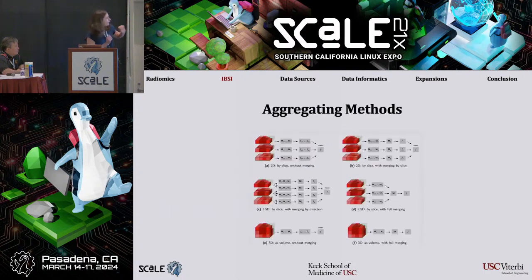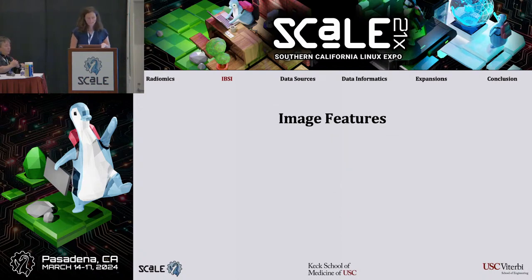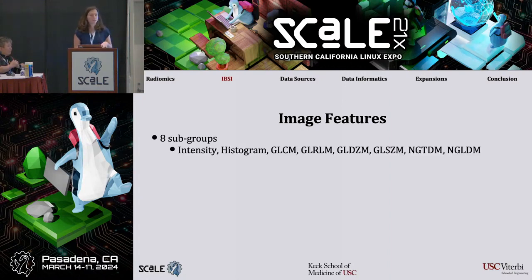When I'm talking about aggregating methods, we have 2D, 2.5D, and 3D. So when we're taking this 3D data, when we're slicing it, when we're merging it, and when we're averaging these calculated features, there can be upwards of a 200% difference in the same statistic. So just making sure that when we are making these comparisons, it's apples to apples, not apples to oranges. Making sure that we are clearly defining and clearing up some of the confusion on the processing side. So image features themselves, there are 8 subgroups that are included in the IBSI package.